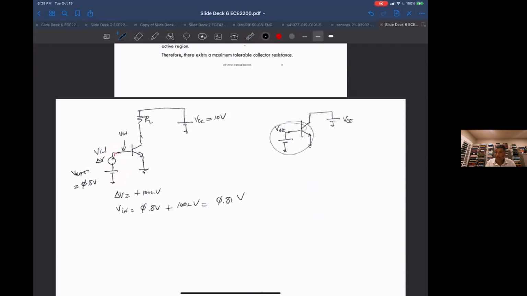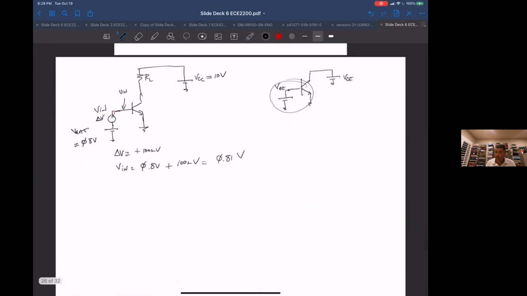Okay, so let's see what happens for different values of what happens here. Now let's say for the example, I'm going to set my RL to be 100 ohms.